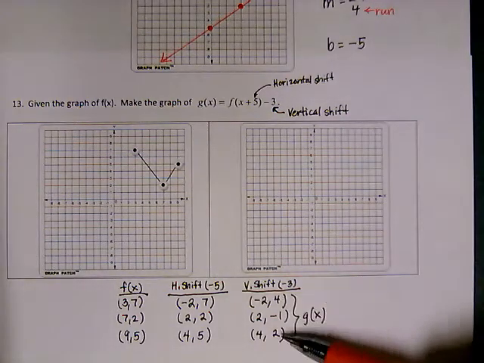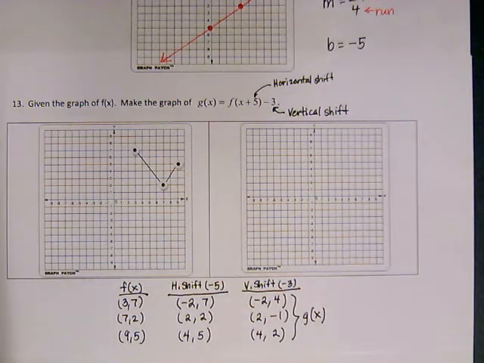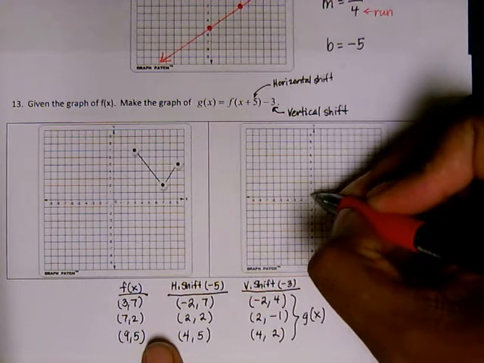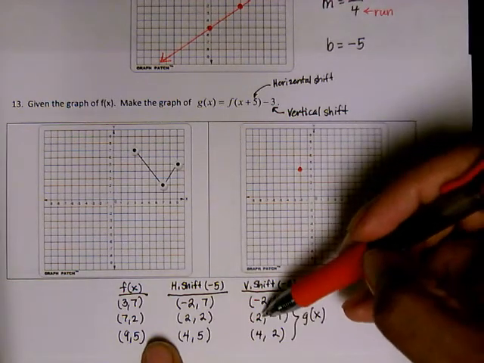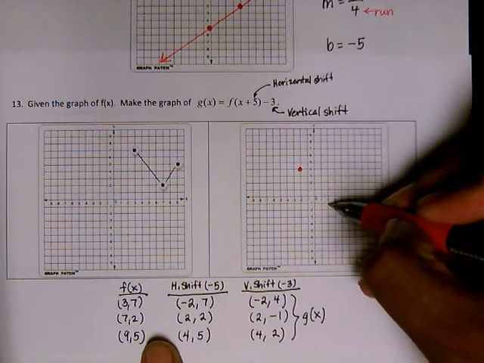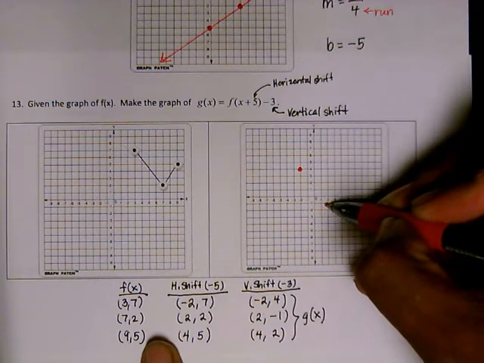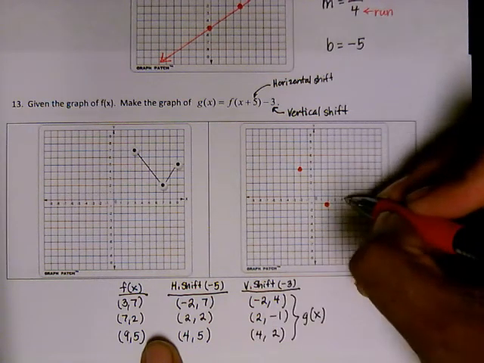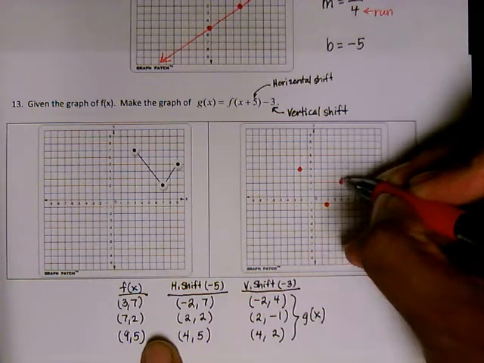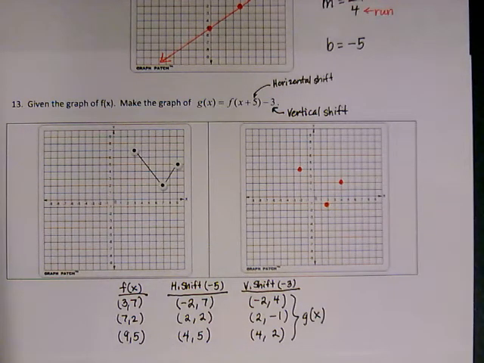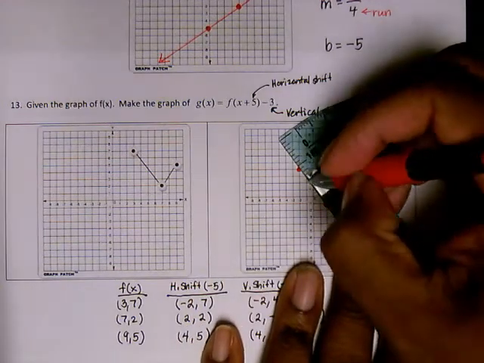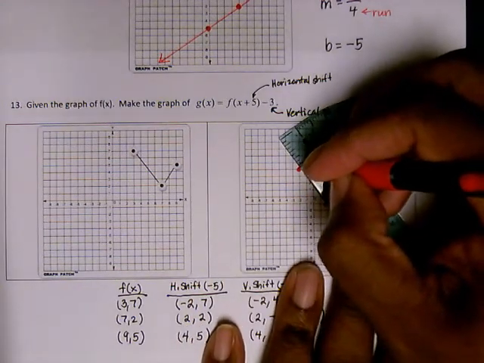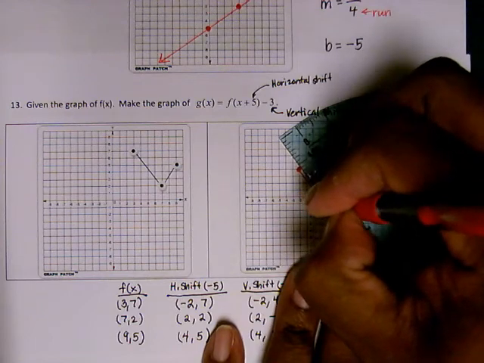So I'm going to plot these ordered pairs on the coordinate grid. Starting with -2, 4, go to the left 2 and up 4, draw that point. 2, -1 will be to the right 2 and down 1, draw that point. 4, 2 will be to the right 4 and up 2, and draw that point. Here I'm going to connect those dots in the same order as the graph of f of x.